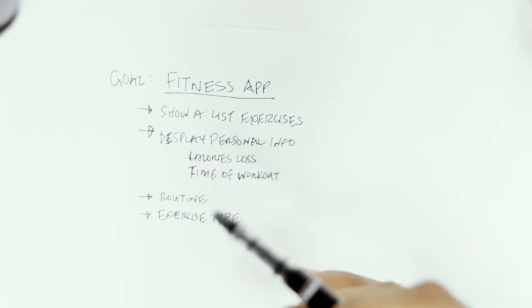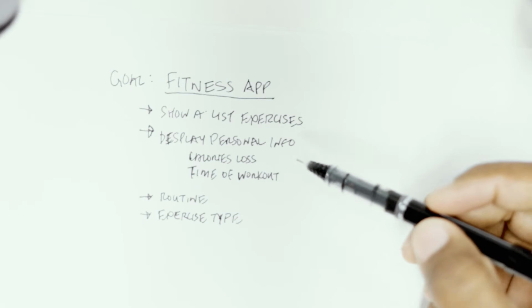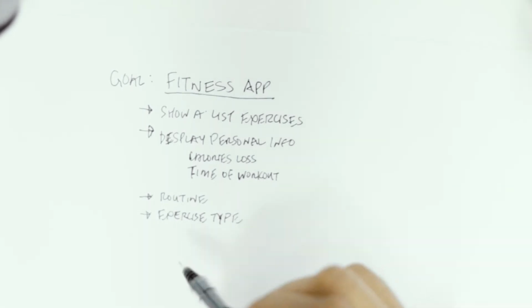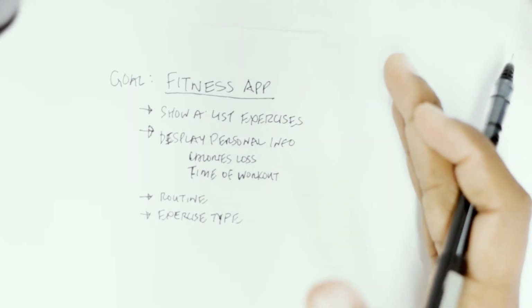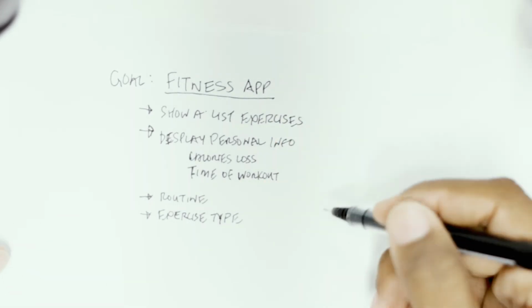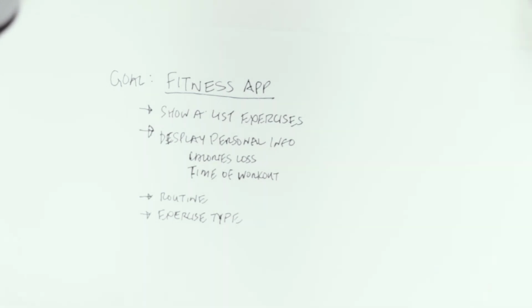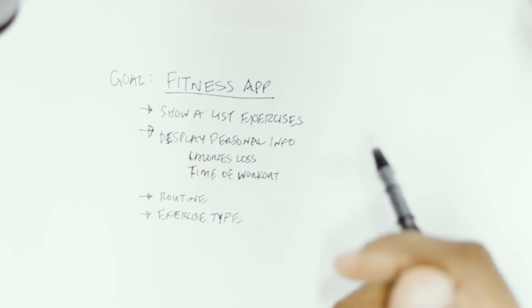The exercise type. So what we're doing is basically listing out what we want our user to do within this app. And this helps give a guide or a framework to what ideas and what we'll be sketching to make that app look and function as we want.